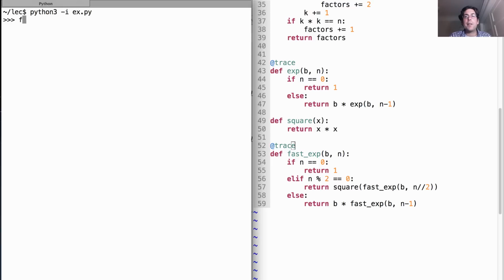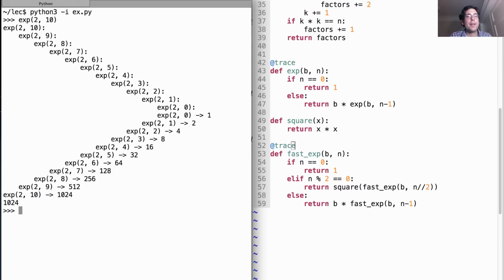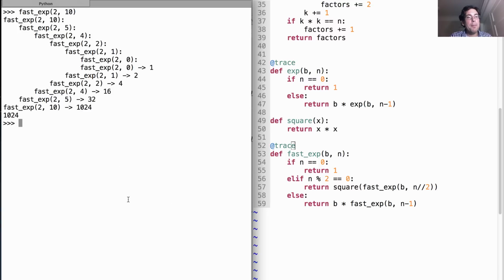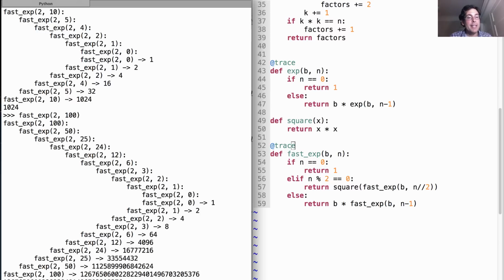Stop the interpreter, reload, and exponentiate 2 to the 10th. And see that it has a very regular process, 10 to 9 to 8 to 7 to 6 to 5 to 4 to 3 to 2 to 1. And then the results are different powers of 2 all the way up to 1024. Whereas fast exp has a different behavior. So the output is the same, but the way we get there is we go from 10 straight to 5, then 5 to 4, 4 to 2, 2 to 1, and we finish. So the key step here is that we went from 32 straight to 1024 by squaring 32, which means that if we take fast exp 100, we get to this very large result in far fewer than 100 steps.